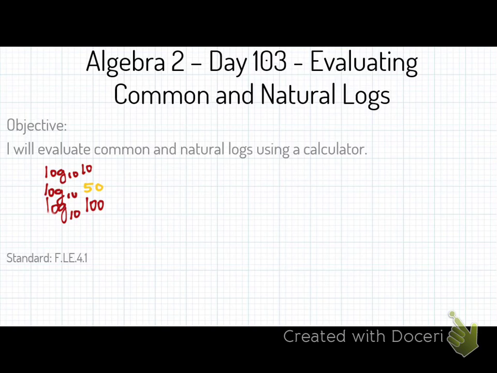1/2? Well, if this is 1 and this is 2, how could this be 1/2? 1.5. Okay, how'd you get 1.5? Good, it's in between 1 and 2, right? Isn't 50 kind of in between 10 and 100, right? And the answer to the first logarithm is 1, this one's 2, okay? So, what we're going to be doing today is using the calculator to solve this.